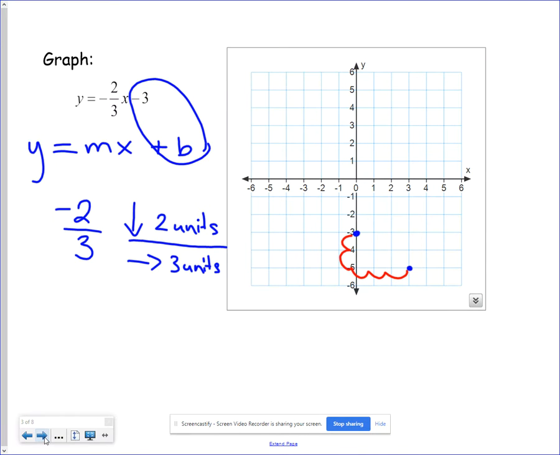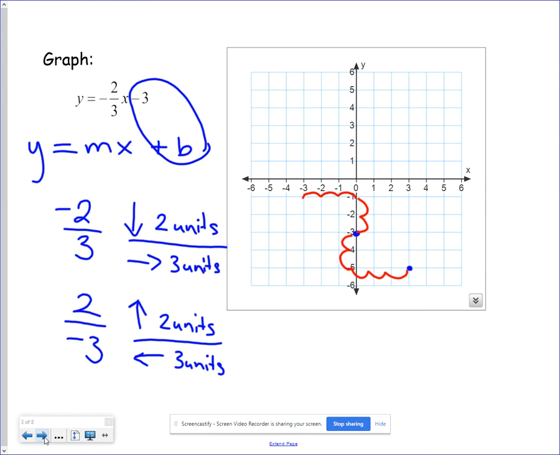So what I can do if I want to make more points is I could rewrite this as 2 over negative 3. If it's 2 over negative 3, that means I go up 2 units and then 3 units to the left. So I could go up 2, 1, 2, and then 3 to the left. 1, 2, 3. There's my point. Up 2, over 3. There's my line. That's how you graph when it's in slope-intercept form.